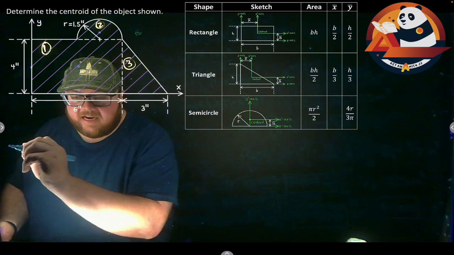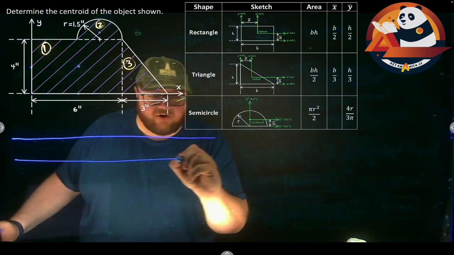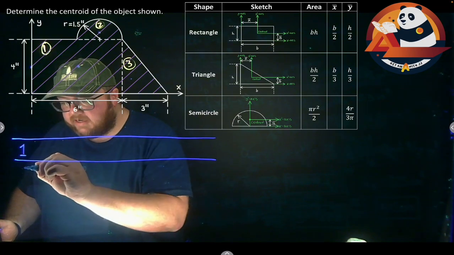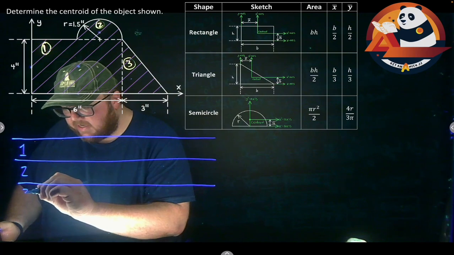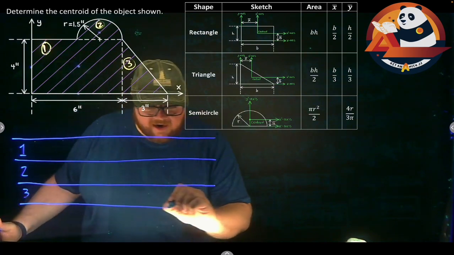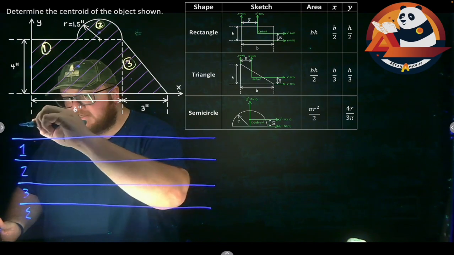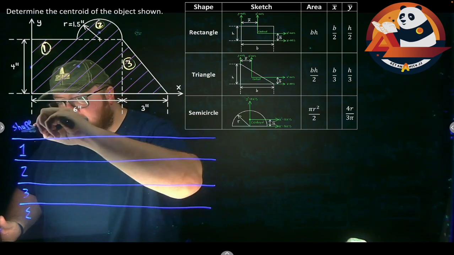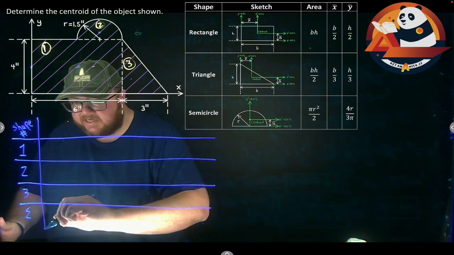So if we're making a table with this, the first thing I need is a handful of rows. I need a row for every shape. So I broke it into 3 shapes, so I need shape 1, shape 2, shape 3, and at the very bottom, we need a summation row. This is our shape number column: shape number 1, 2, 3, and our summation row.